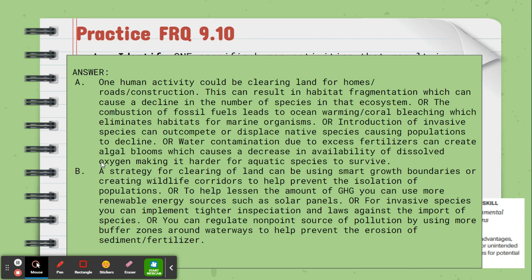To help lessen the amount of greenhouse gases, we could use more renewable energy resources, such as solar panels and hydroelectric power. For invasive species, we can implement tighter inspections and laws against the trade and import of species. We could regulate more non-point sources of pollution, such as commercial fertilizers, by using more buffer zones around waterways. This helps prevent things like erosion of sediment and that fertilizer winding up in the waterway itself.